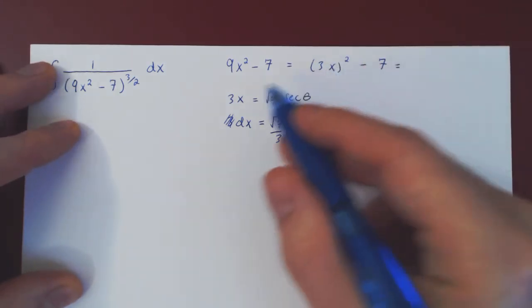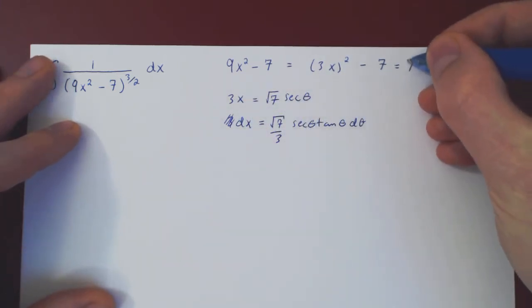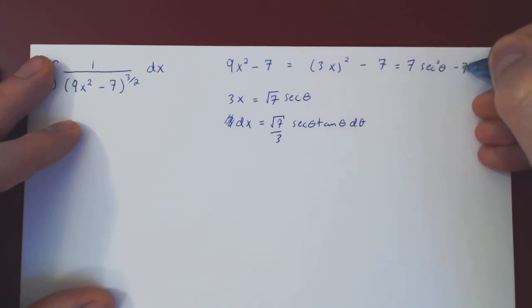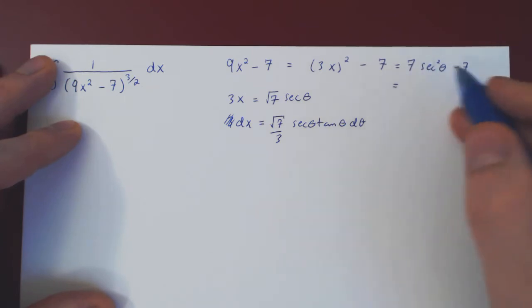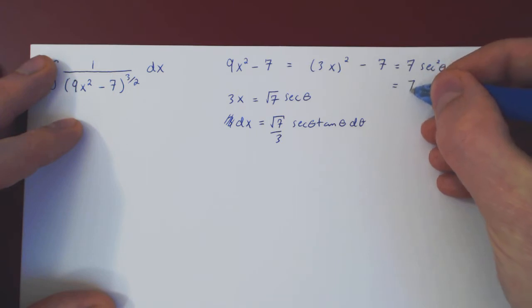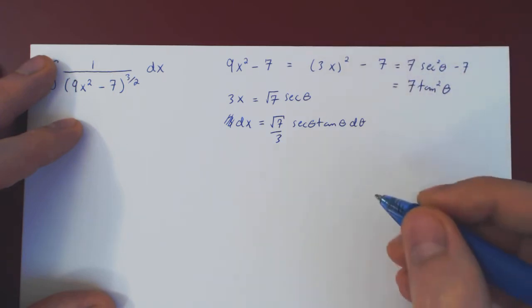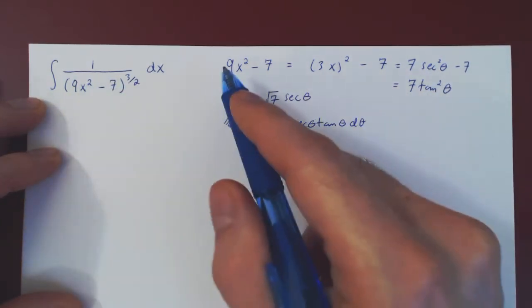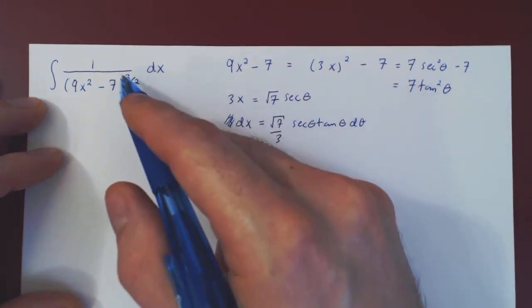So if you square 3x, you get 7 secant squared. So we have 7 secant squared minus 7. If you factor a 7, then you have 7 times secant squared minus 1. But secant squared minus 1 is tangent squared. But of course we don't just have 1 over 9x squared minus 7, which is now 7 tangent squared, but we have a power of 3 over 2.